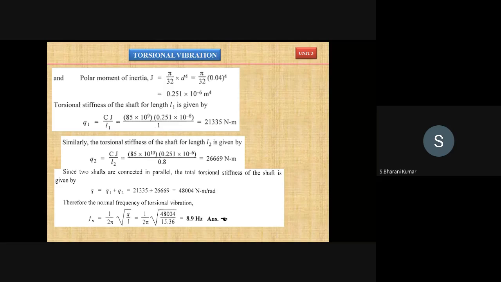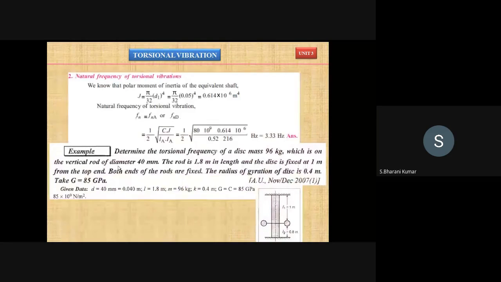Frequency equals 1 by 2 pi square root of Q by I, or Cj by L, both are the same. Here you split up the Q values as Q1 and Q2 because the length varies. So you get the frequency as 8.9 hertz. Just go through the sum once again from the given data in the problem.